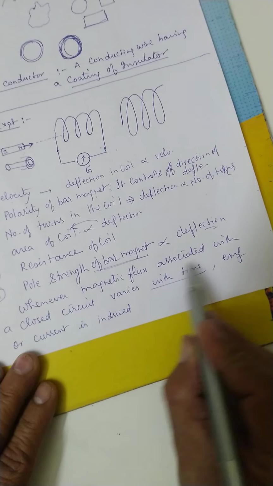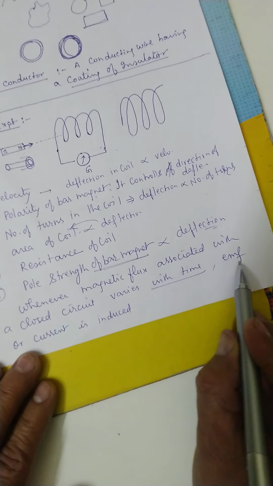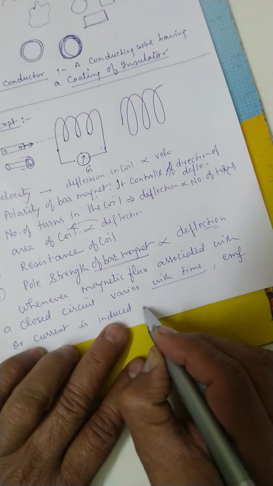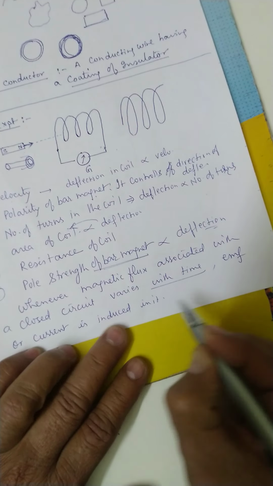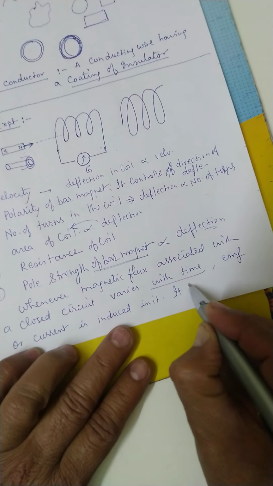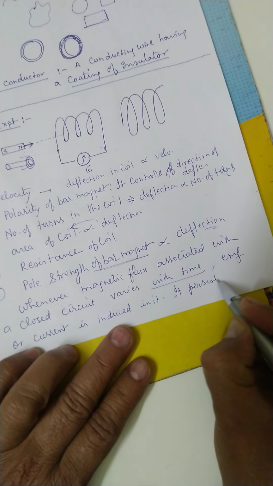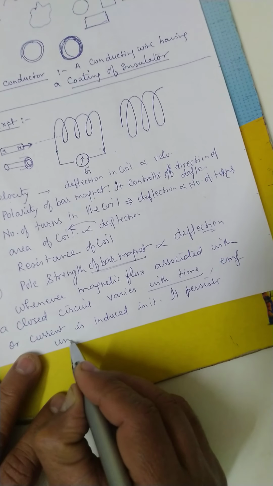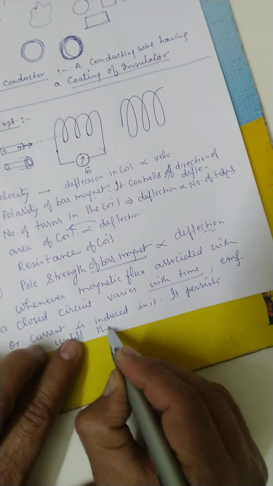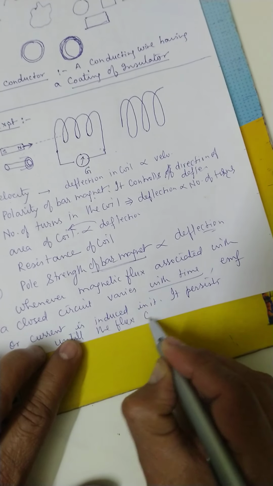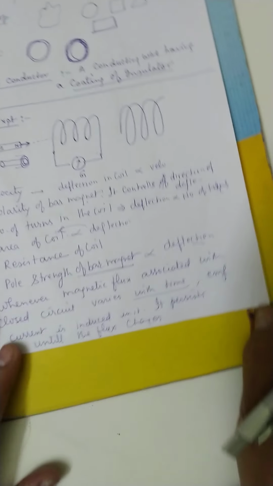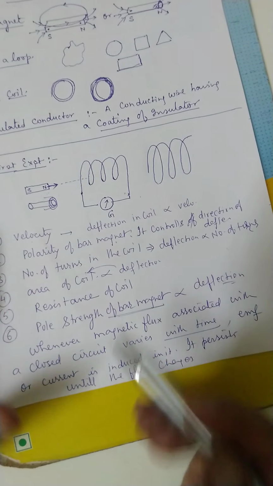Whenever magnetic flux associated with a closed circuit varies with time, EMF or current is induced in it. It persists until the flux changes. This is again very important language. It persists until the flux changes.